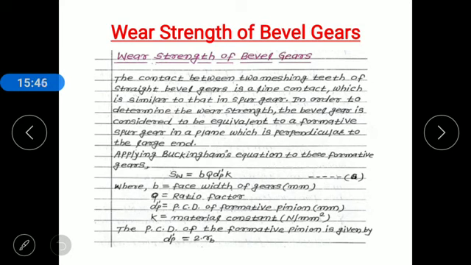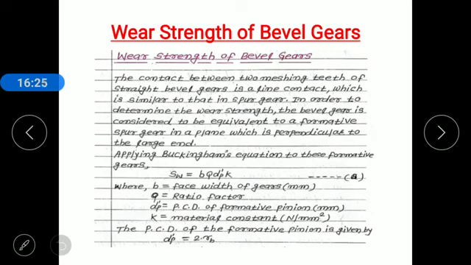Now here we apply the Buckingham equation to this formative gear. We know the Buckingham equation for a formative spur gear: S_w equal to b Q D'_p K. Consider this equation A, where b is the face width of gears in millimeter, Q is the ratio factor, D'_p is the pitch circle diameter of pinion, and K is the material constant in Newton per millimeter square. Now in this relation only one term is to be determined to get the equation of wear strength in case of bevel gear.